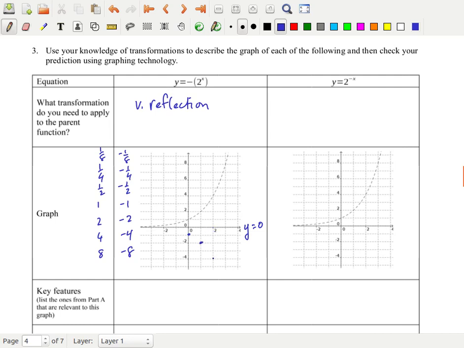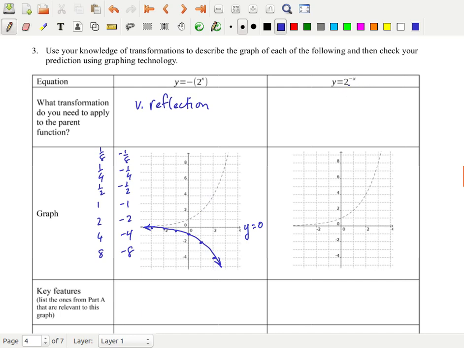Over 2 is now down 4. That's all I can fit there. And then I've got a half and a quarter and an eighth. And then, just as before, I do my best to draw a smooth curve respecting the horizontal asymptote there, and you can see I've got a mirror image vertically.